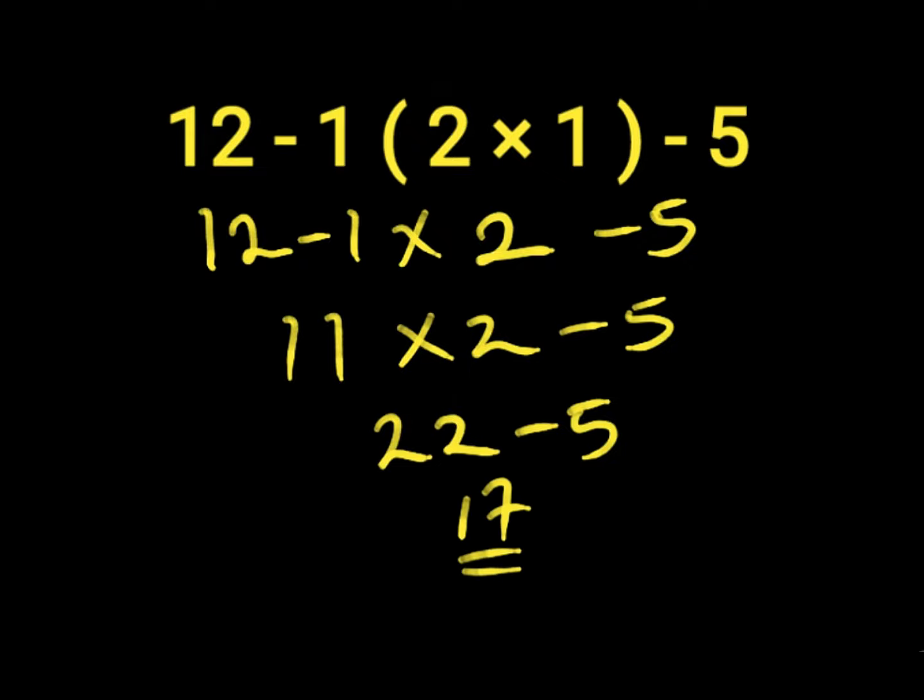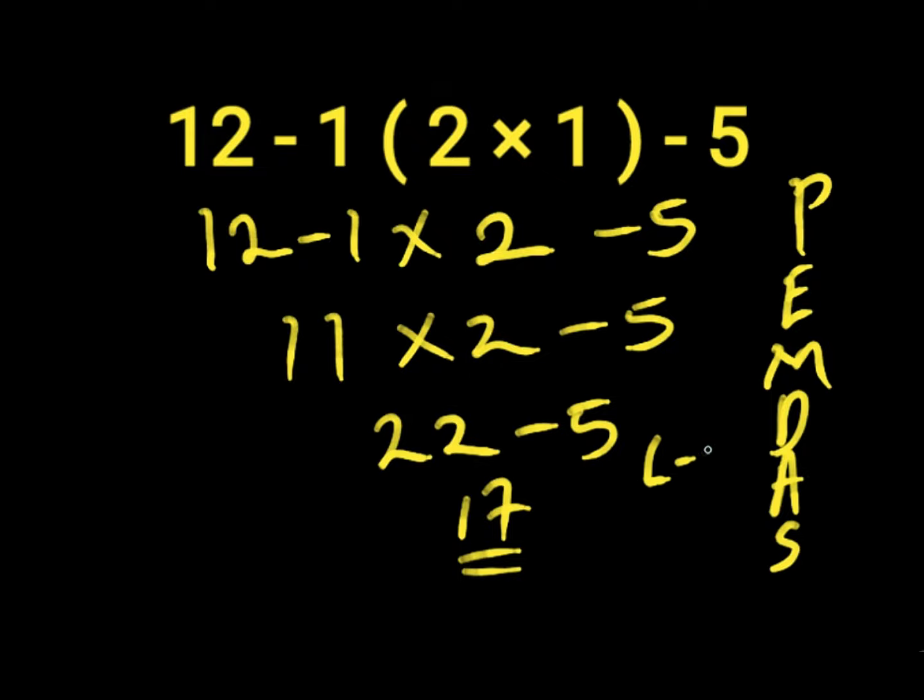So 17 is the wrong answer to this expression because we did not follow the order of operation, which is PEMDAS. In PEMDAS, we have parentheses, exponents, multiplication, division, addition, and subtraction. Multiplication and division have equal priorities, such as addition and subtraction, working from left to right in order to arrive at the correct answer. So let's dive into the right answer to this expression.